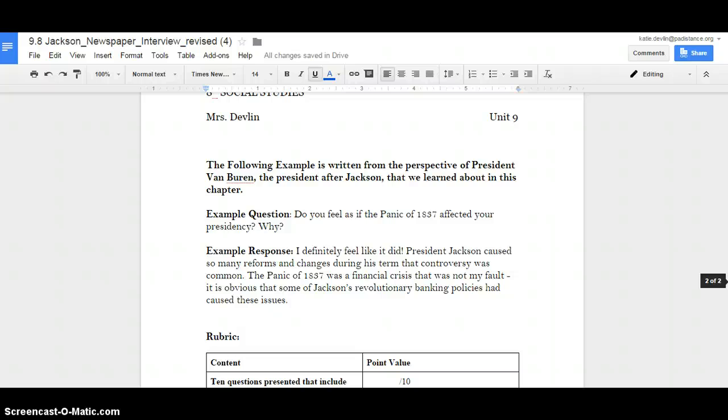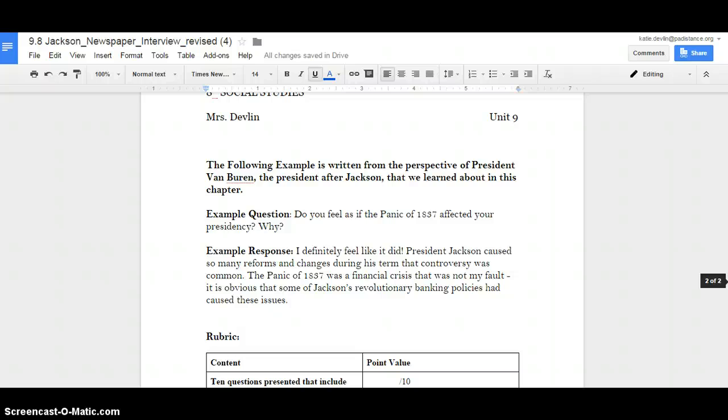So, here's my sample response. I definitely feel like it did. President Jackson caused so many reforms and changes during his term that controversy was common. The Panic of 1837 was a financial crisis that was not my fault. It is obvious that some of Jackson's revolutionary banking policies had caused these issues.